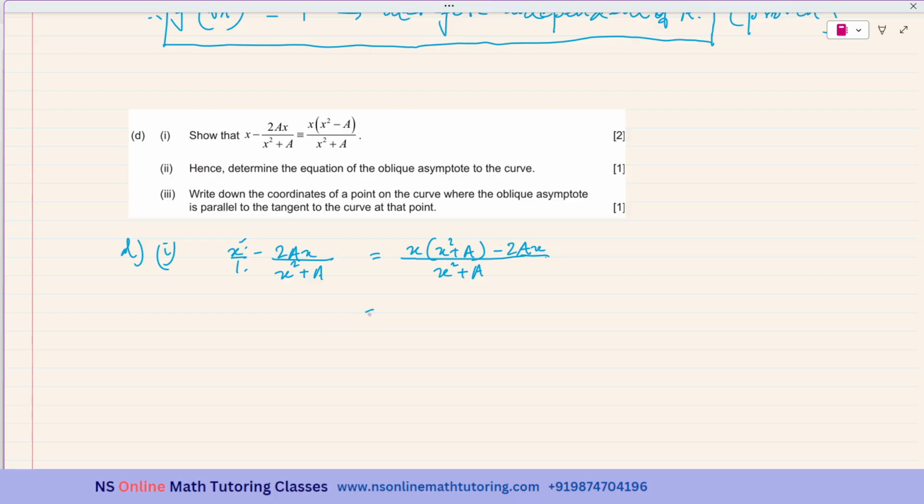Okay. So this will be equal to, expanding them rather, x cube plus ax minus 2ax over x square plus a. So this is x cube minus ax over x square plus a. Okay. Shown.